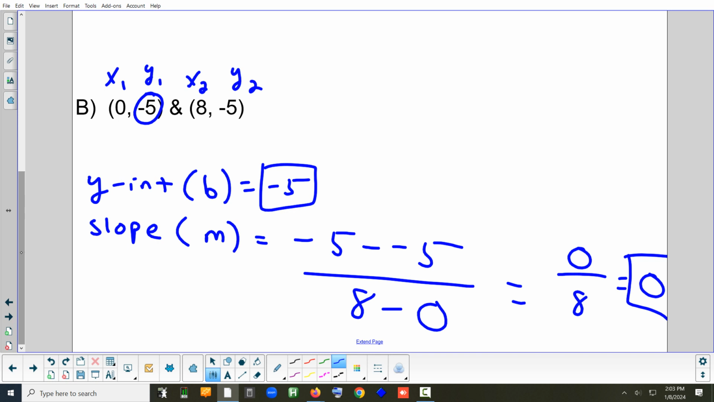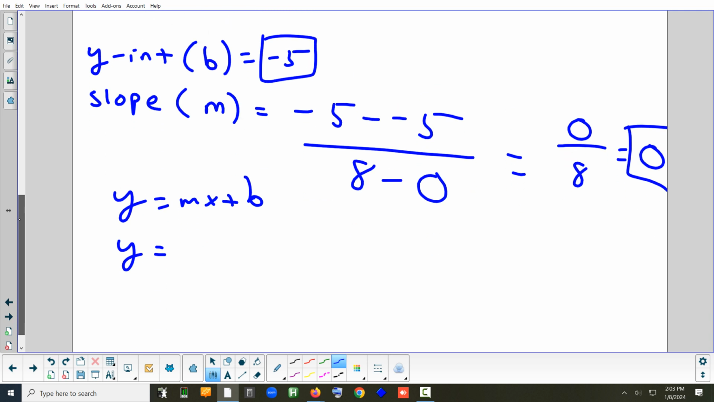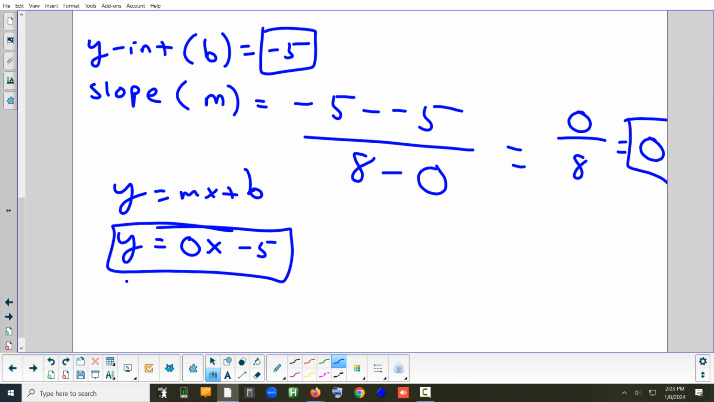Here's my slope. And what's the equation that we're going to plug them into? Y equals mx plus b. Yep. And this time, what's the m? 0. Yep, m is 0. And what's the b? Negative 5. There we go. And what's another way you could write that we talked about? Y equals negative 5. Yep, you could just put y equals negative 5, but I would mark either one of those correct.